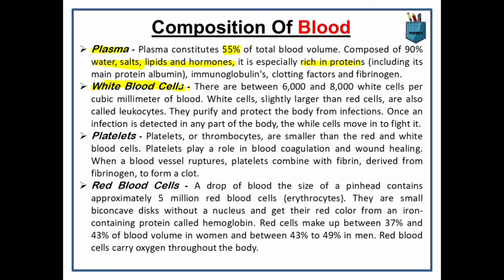Next, moving to white blood cells. There are between 6,000 to 8,000 white cells per cubic milliliter of blood. Remember this, it is per cubic milliliter of blood, and it differs from person to person. They are slightly larger in size than red blood cells and are also called leukocytes. You have often heard the term leukocytes, so white blood cells are also called leukocytes.